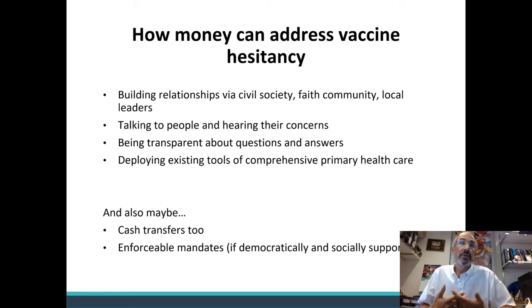deploy existing tools of comprehensive primary health care. These 4 words here on the slide mean not just primary care of doctors and nurses, they mean the comprehensive primary health care such as we heard about in the Alma Ata Declaration in 1978, where communities around the world actually went through building networks of people across multiple sectors, not just clinics, but schools and agricultural activities and women's groups and men's groups, who would be in conversation about how they could become healthier.